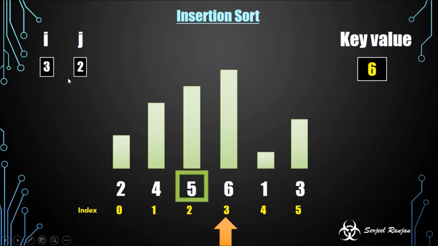Now our I value is 3 and our j value is 2, just one step before the current index, and since the arrow is pointing to the value 6, our key value is 6 now. Now as done earlier, we will compare the value of the box with the key value, and we observe here the key value is greater than the value present in the box, which is the correct order. So we don't need to do any swaps.